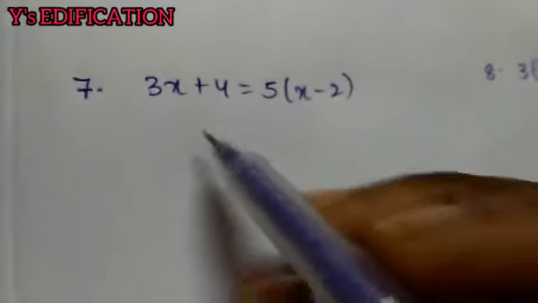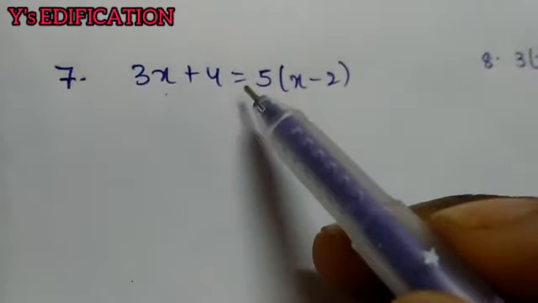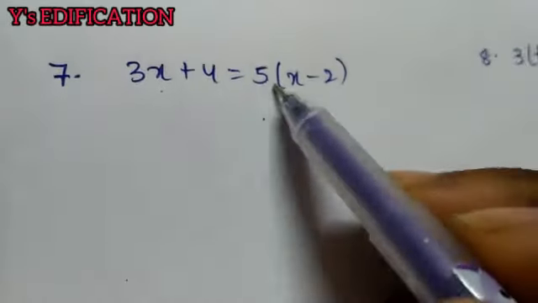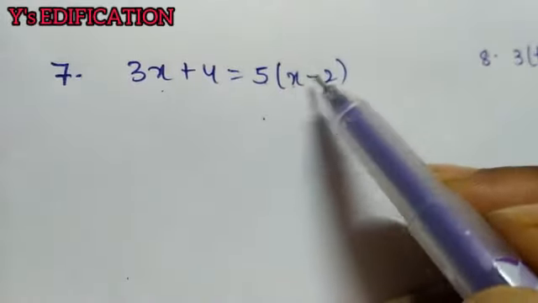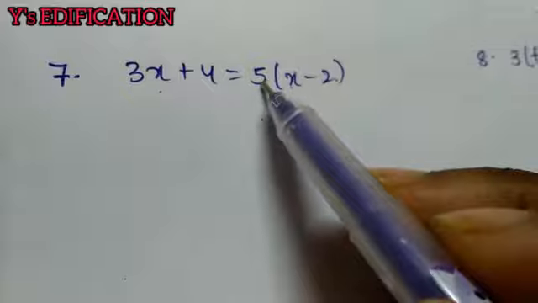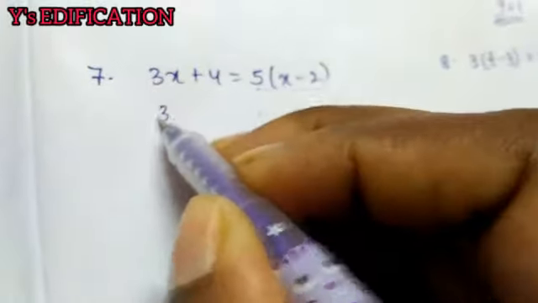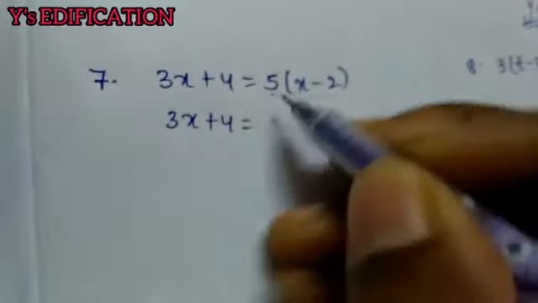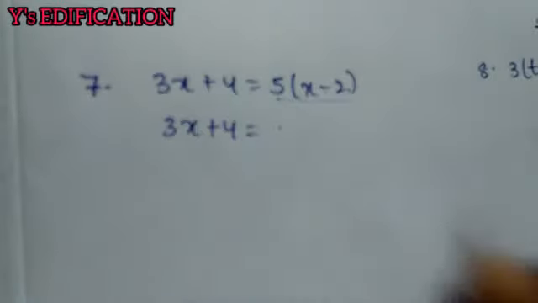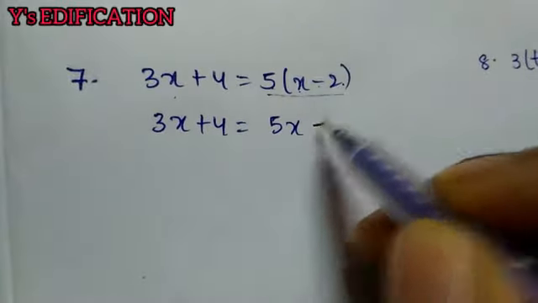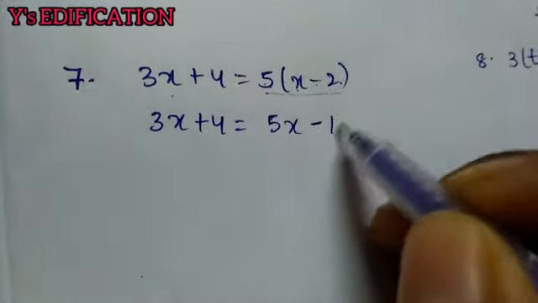Okay, coming to the next one. 3x plus 4 is equal to 5 into x minus 2. Okay. Here they gave 5 into x minus 2. So what do we have to do first? We have to multiply this RHS. So write down the LHS as it is. 3x plus 4 is equal to 5 into x minus 2. What is 5 into x? 5x minus 5 into 2 is 10.